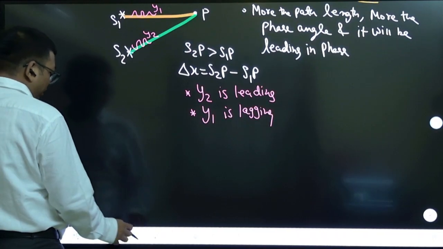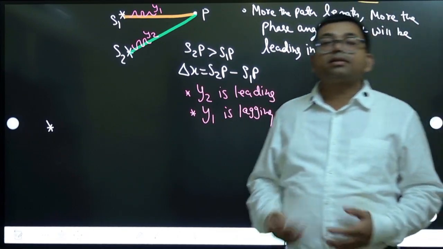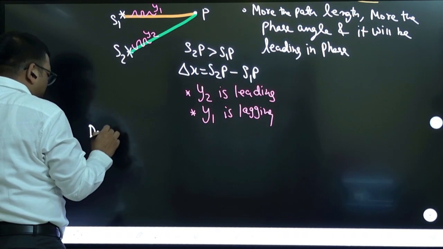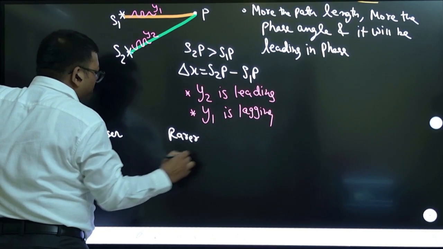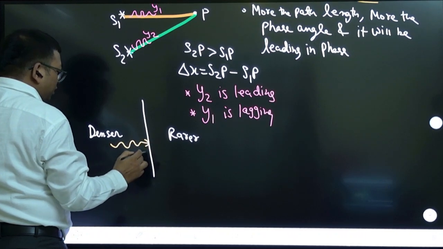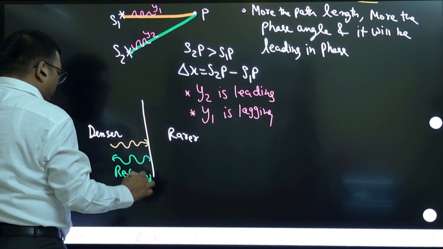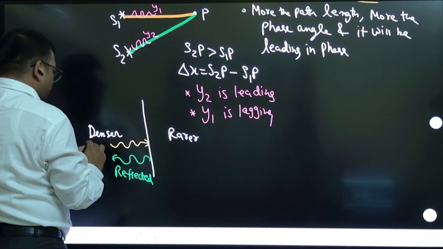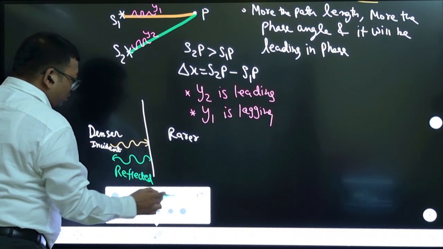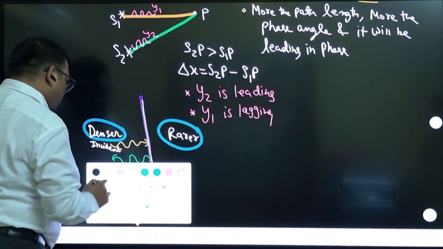Now, what about reflection and refraction? This is an important concept: how the phase changes in reflection and refraction. Suppose a wave is going from a denser medium to a rarer medium, and it is reflecting. This is the incident wave and this is the reflected wave, and this is the boundary. This is true for sound as well as light.